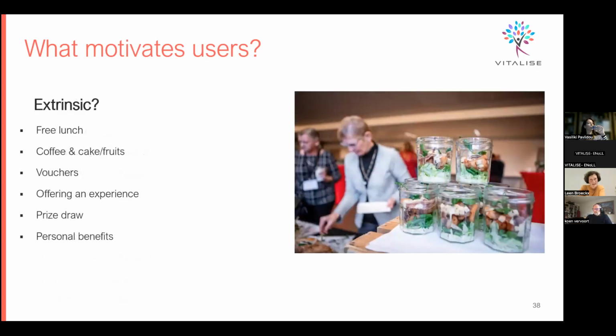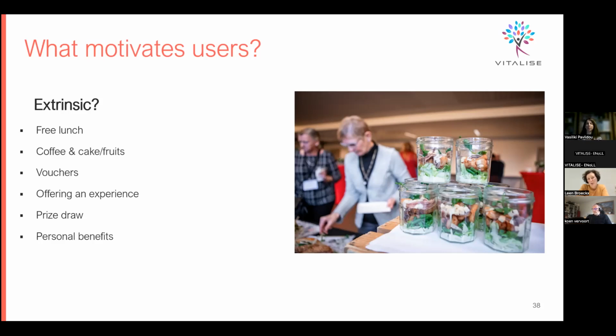Is it about extrinsic motivation? Yes and no. Yes, in the sense that offering a free lunch is very much appreciated. We also provide some coffee and cake and fruits. And for the last 2 years, after COVID, we also made the decision to give a small voucher to the participants. It's like a €15 voucher, for a bookstore or for a cinema ticket.